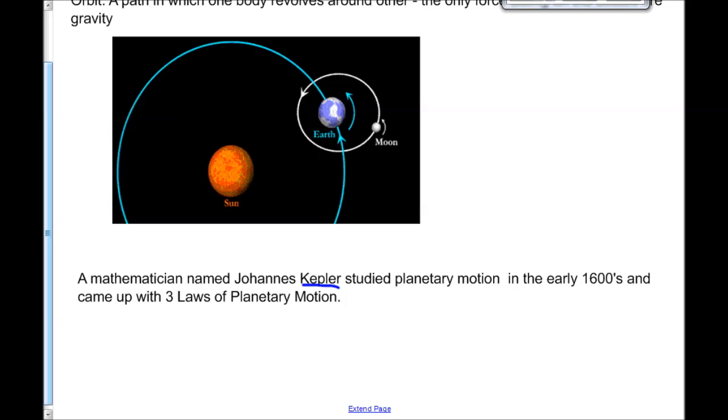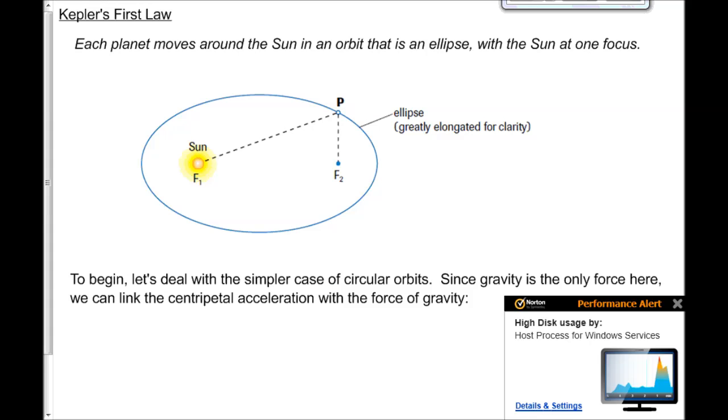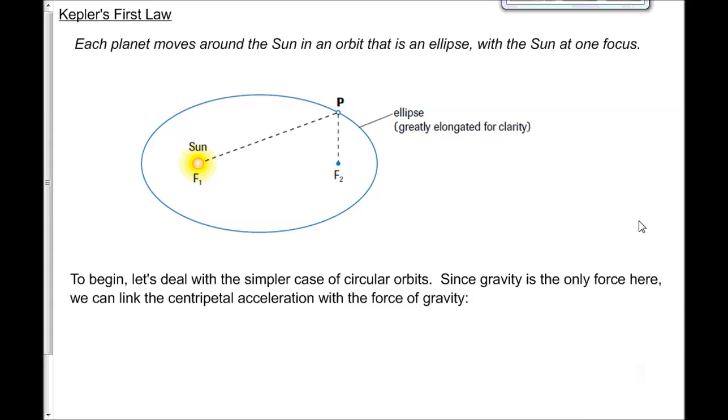So what we're going to do is look at his 3 laws, and what's kind of neat is that we can apply the physics we know today to these laws that he discovered just by looking at planets, and see they make sense. They match up with the physics that we've been talking about. So he's got 3 laws of planetary motion. And what we're going to talk about to begin with is his first law, aptly enough. His first law has to do with just what orbits look like.